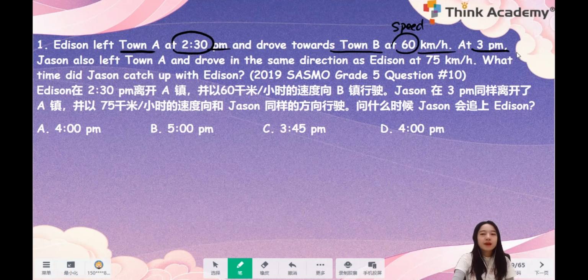At 3 p.m., Jason also left town A and drove in the same direction as Edison at 75 kilometers per hour. What time did Jason catch up with Edison?